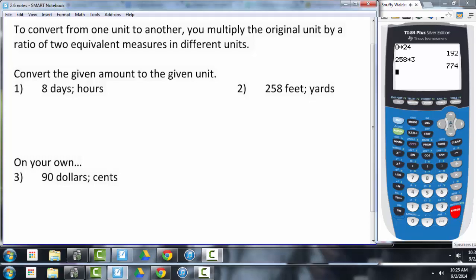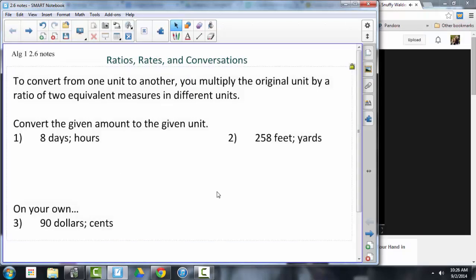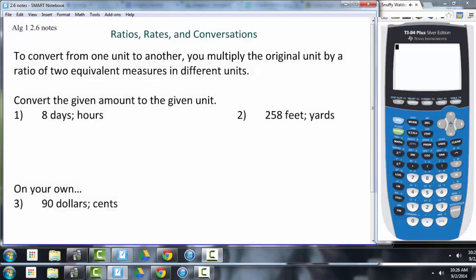Algebra 1 students, welcome to your 2.6 notes: ratios, rates, and conversions. Today we're going to look at ways that we can convert from one unit to another. So we're going to multiply original units by a ratio of two equivalent measures in different units.